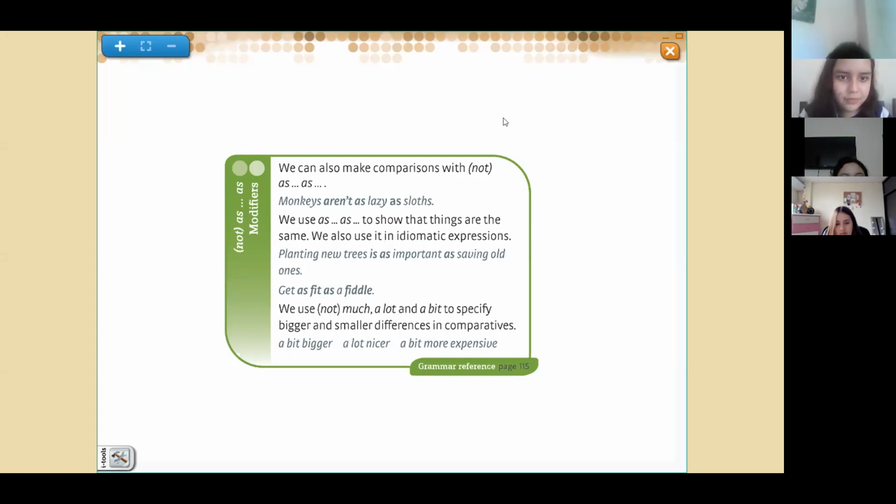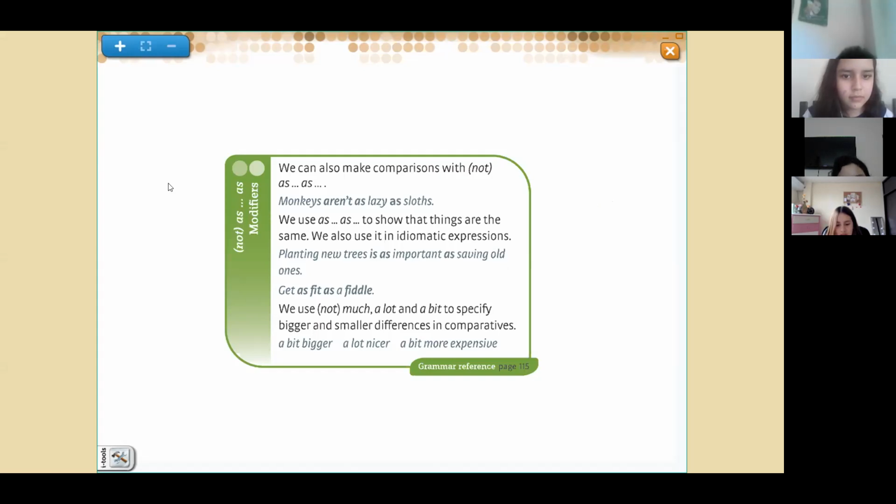We can also make comparisons with not as: monkeys aren't as lazy as sloths. We use as to show that things are the same. We also use it in idiomatic expressions: planting new trees is as important as saving old ones. Get as fit as a fiddle. We use not much, a lot of, and a bit to specify bigger and smaller differences in comparatives: a bit bigger, a lot nicer, a bit more expensive.